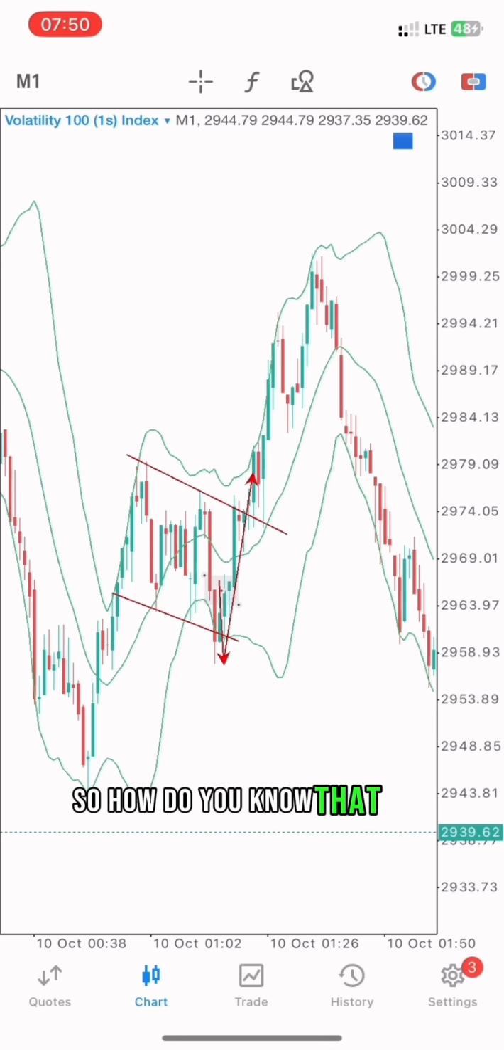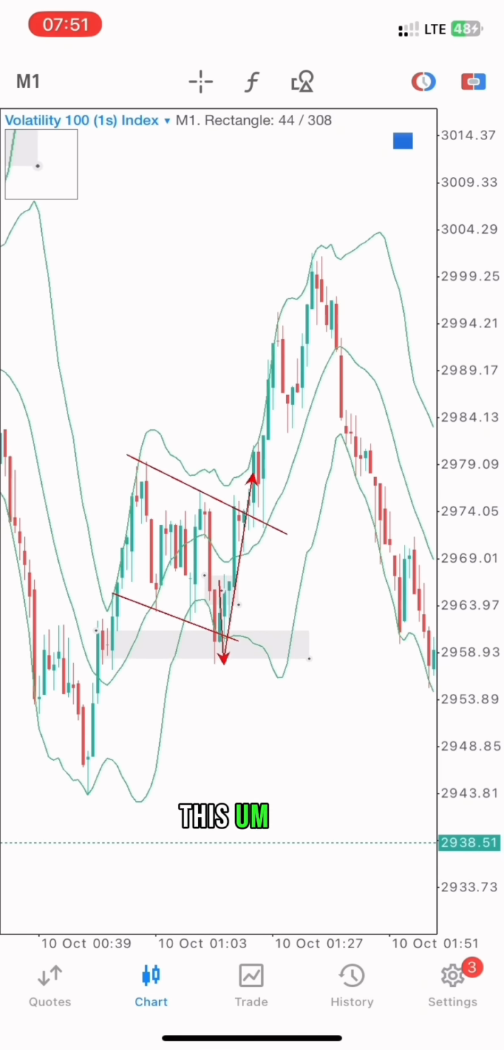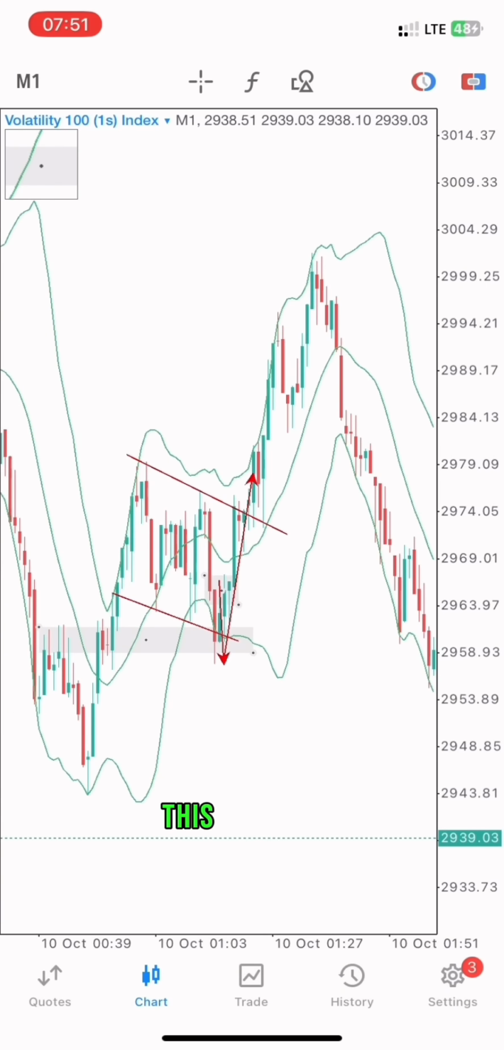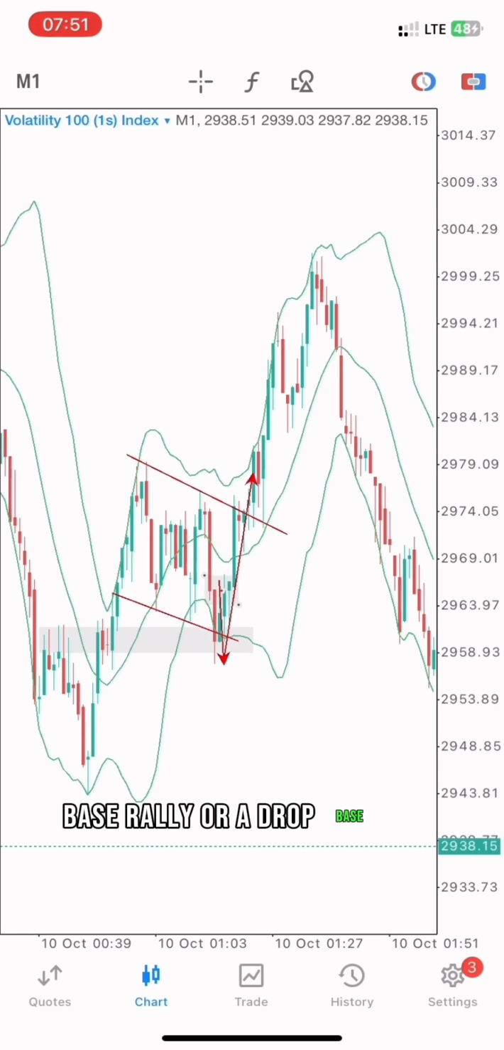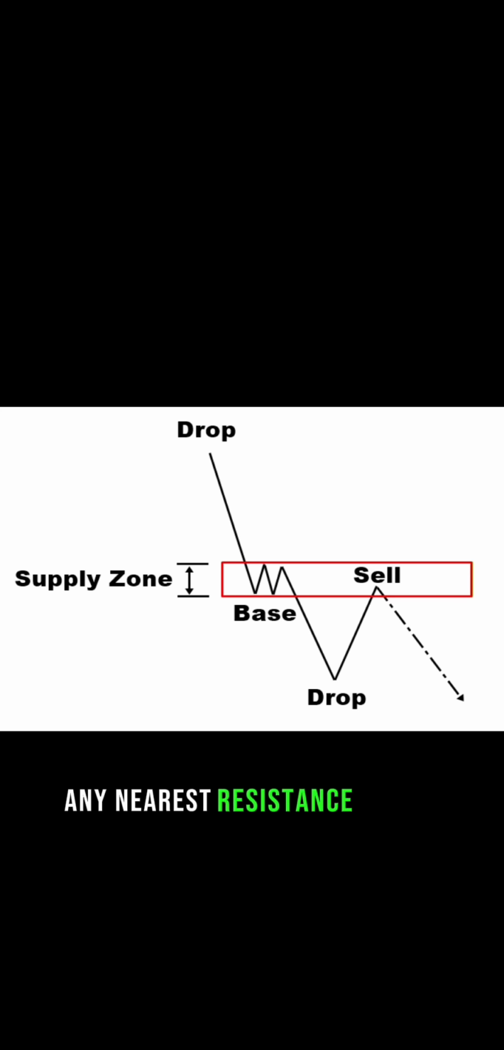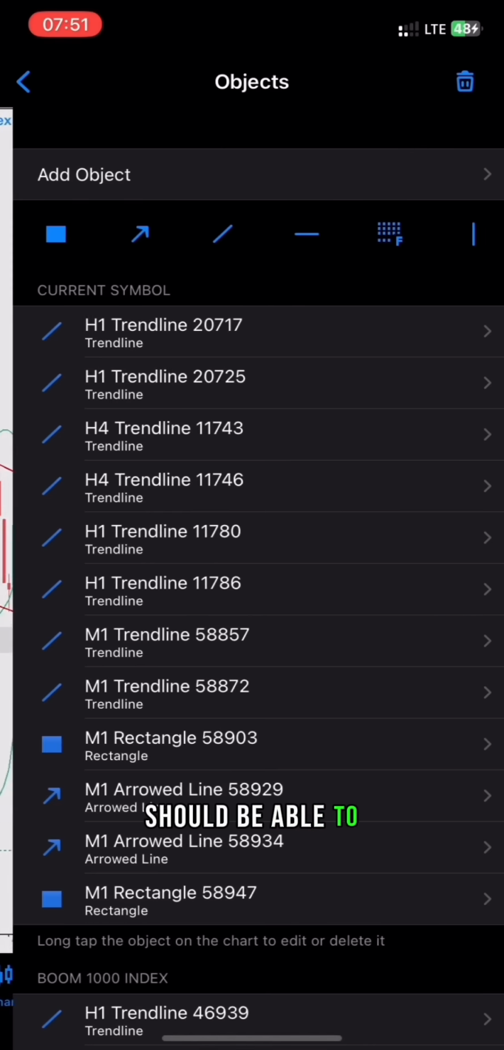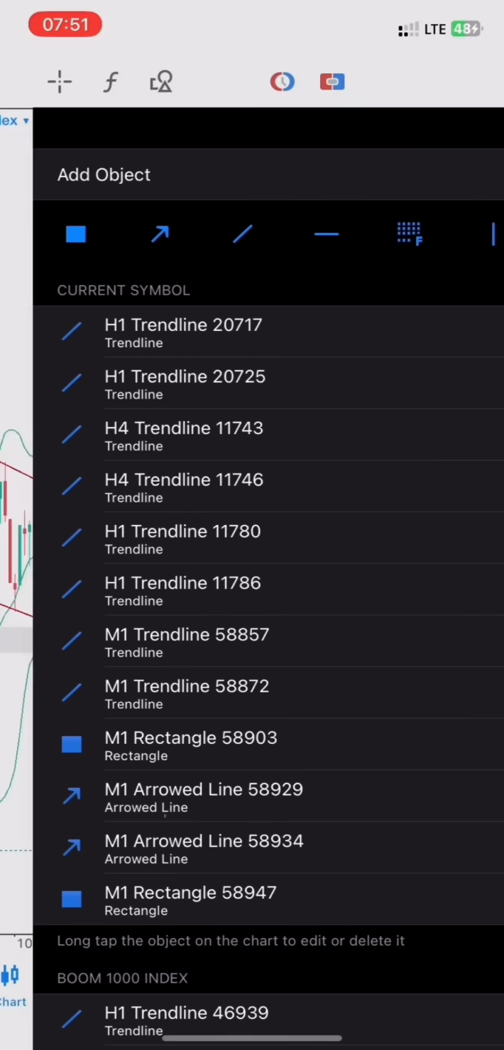So how do you know that it's about to hit this stop loss? Well, you identify a rally-base-rally or a drop-base-drop. Any nearest resistance to the left side should be able to show it. If it's not there, then it will go down to the nearest resistance, the area of confluence it can find. For this instance, to the right side, that's where you find the area of confluence, rally-base-rally. That's where it will first hit.